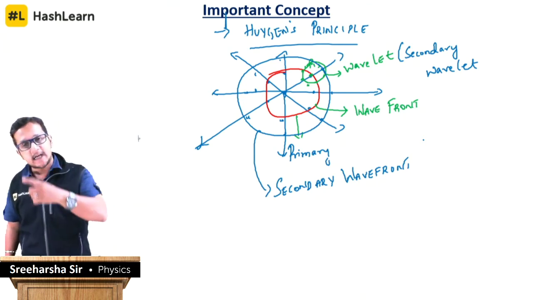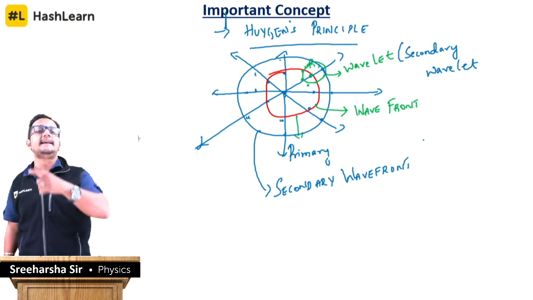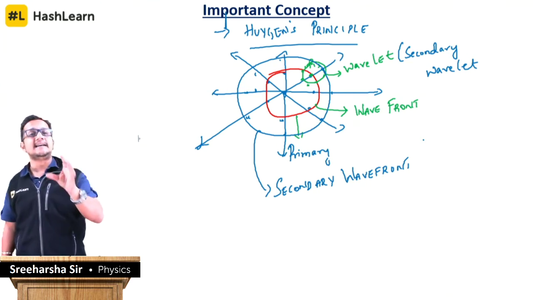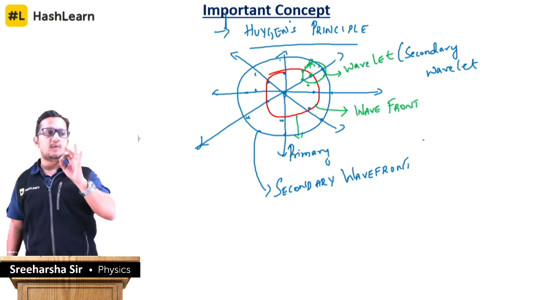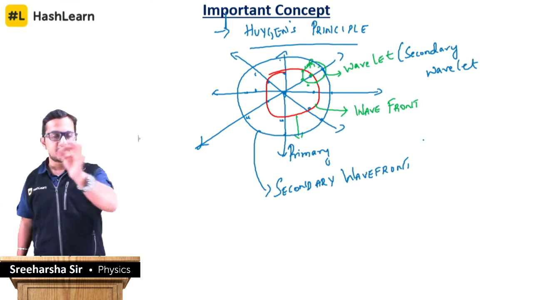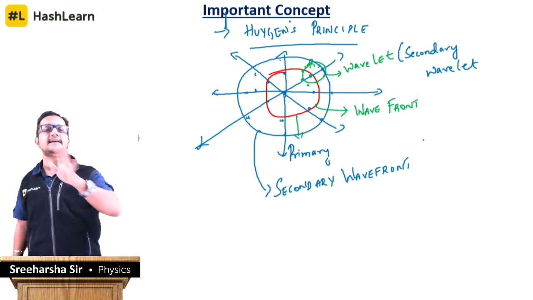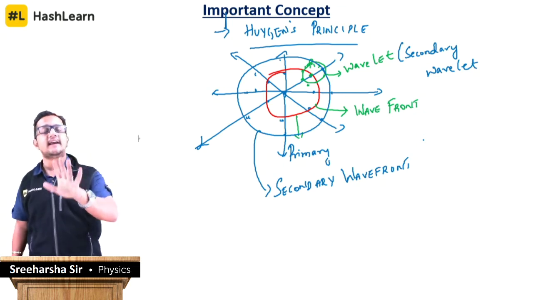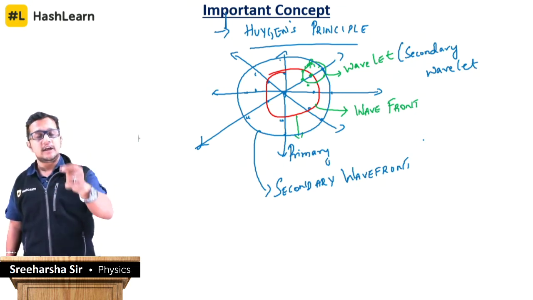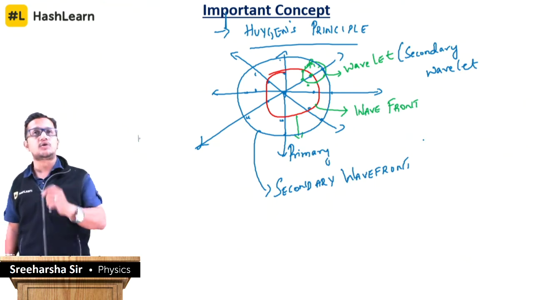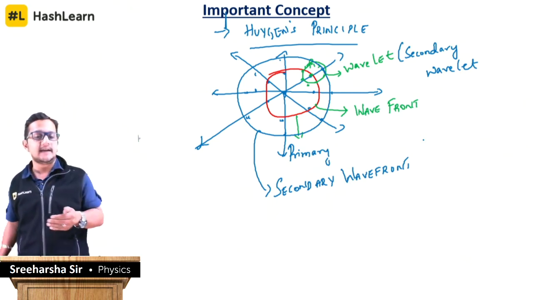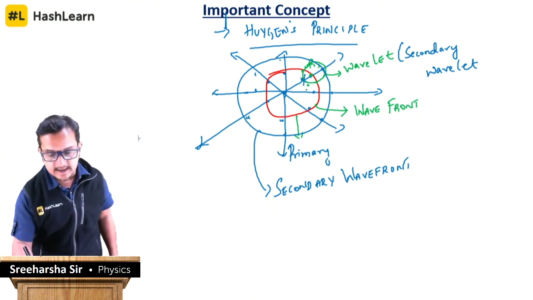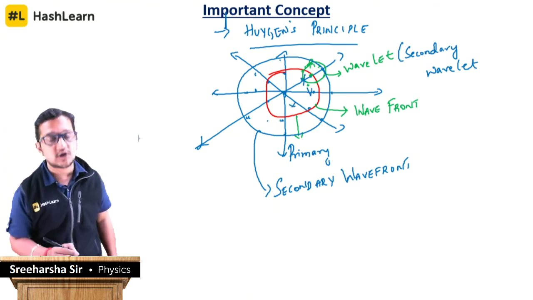When you join the outline of the secondary wavelets, that gives rise to the secondary wavefront. So one particle disturbs the other and you draw the outline, that will give rise to the secondary wavefront. Now you might have one more question in your mind. Why can't we take the backward direction into the account? Why can't I join this?